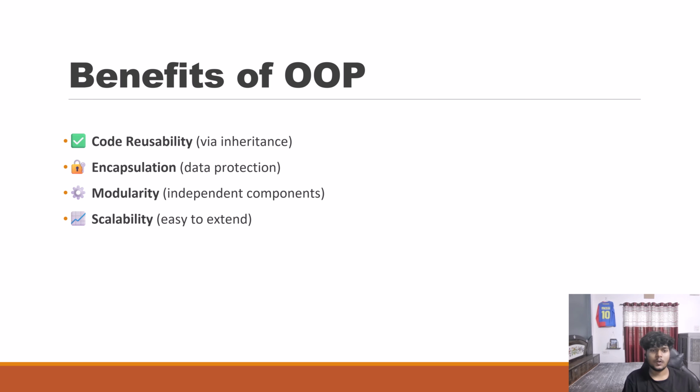Coming to the benefits of OOPS. Object-oriented programming provides many long-term benefits such as code reusability. You can use existing code in new ways with inheritance. Encapsulation keeps your data protected and organized. Modularity, code is split into small, manageable pieces. Scalability, new features can be added without rewriting everything. This is why most modern software, from games to web apps, is built using OOP principles.